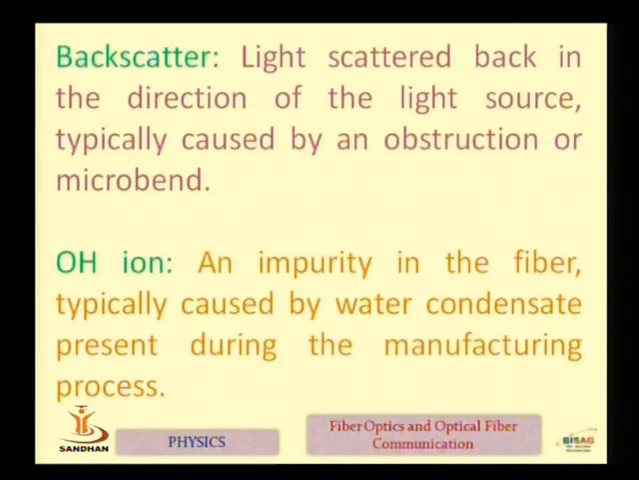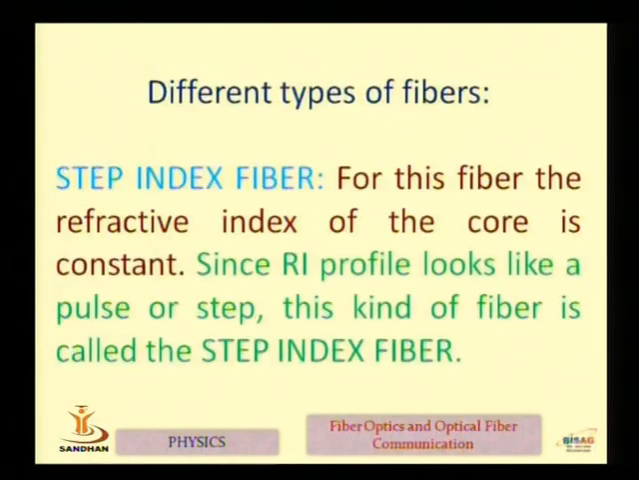Backscatter: the light scattered back in the direction of the light source, typically caused by an obstruction or a microbend. Then there is a loss due to the OH ion, an impurity in the fiber typically caused by water condensate present during the manufacturing process. So during the manufacturing process, one objective is to minimize the OH ion present in a fiber optic cable.